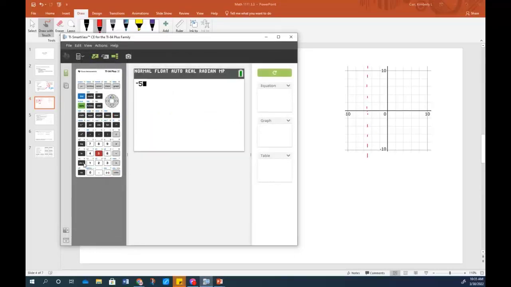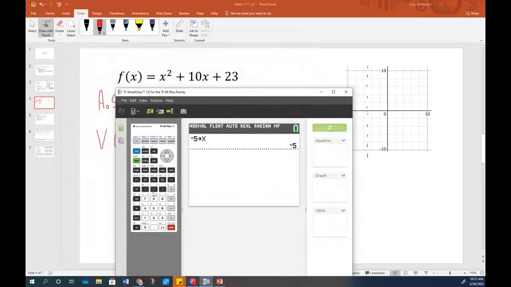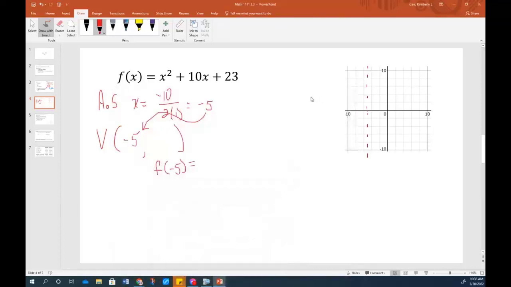So -5, store x, enter. So now I've stored it in there, and now I can type in this just as it is. So x squared plus 10x plus 23. And that equals -2. So that is the value that I put right here. So now I have a vertex of -5, -2.